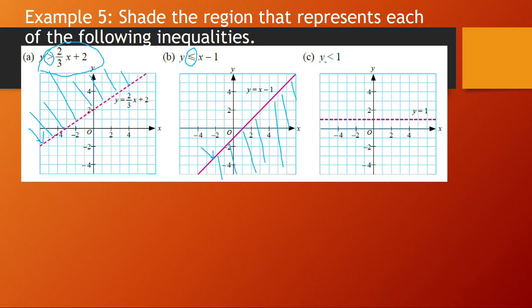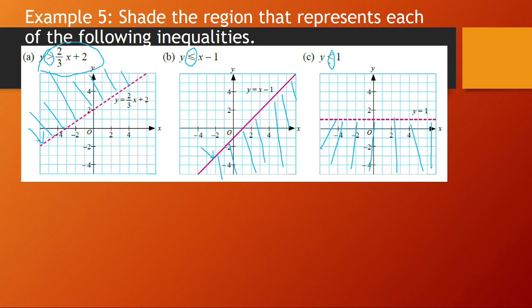Okay, and for C, y is less than 1. This is a dashed line because of the symbol. Less than means at the bottom. So you just shade the region at the bottom. Sorry, you've got to shade nicely, not like mine over here.